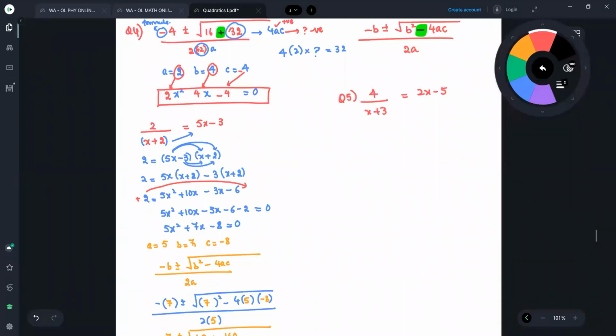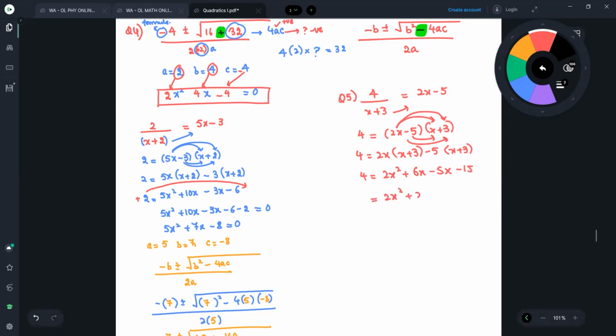Okay. So what I'm going to do is shift this to that side. 4 on the left hand side equals 2x minus 5 in one bracket and x plus 3 in one bracket. Now 2x would be multiplied by the whole of the second bracket, so it's going to be 2x bracket open, x plus 3, minus 5. 5 would also be multiplied by everything in the second bracket, so it's going to be minus 5 into x plus 3. So 4 equals 2x squared plus 6x minus 5x minus 15. Yes or no? Yes, sir.